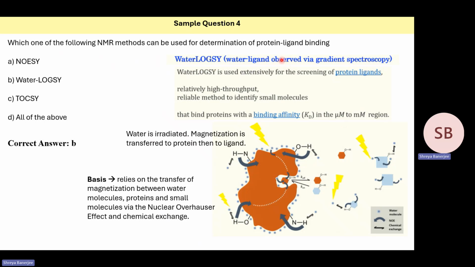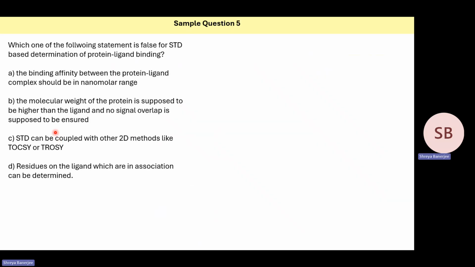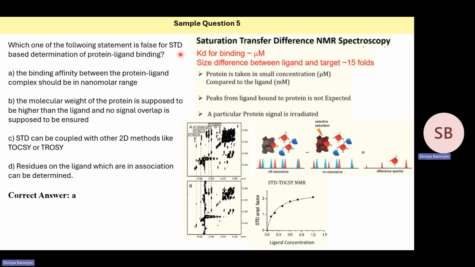So WaterLOGSY is indeed a technique which can be used for determination of protein-ligand binding. Then you have a question. Which of the following statements is false for STD-based determination of protein-ligand binding? So for STD-based or saturation transfer difference NMR, it can measure KD in the micromolar range. You can see that point A is false. Point A is saying the binding affinity should be in nanomolar range, whereas STD NMR is used for micromolar binding, which is intermediate range. So it is asking which statement is false, that is answer A.